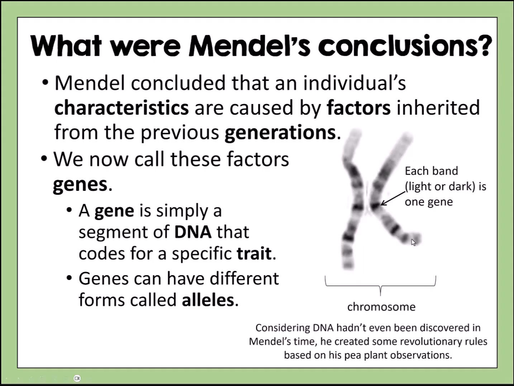So if this is a chromosome, which we've discussed already, each of these bands on the chromosome is a specific gene. And each of those genes, in the simplest form, can code for a specific trait. It often does not work quite that simply, but for our purposes at the moment, each gene is coding for a different trait. And genes can have different forms called alleles. And considering that DNA hadn't even been discovered in Mendel's time, he really created some revolutionary rules based on just his pea plant observations.